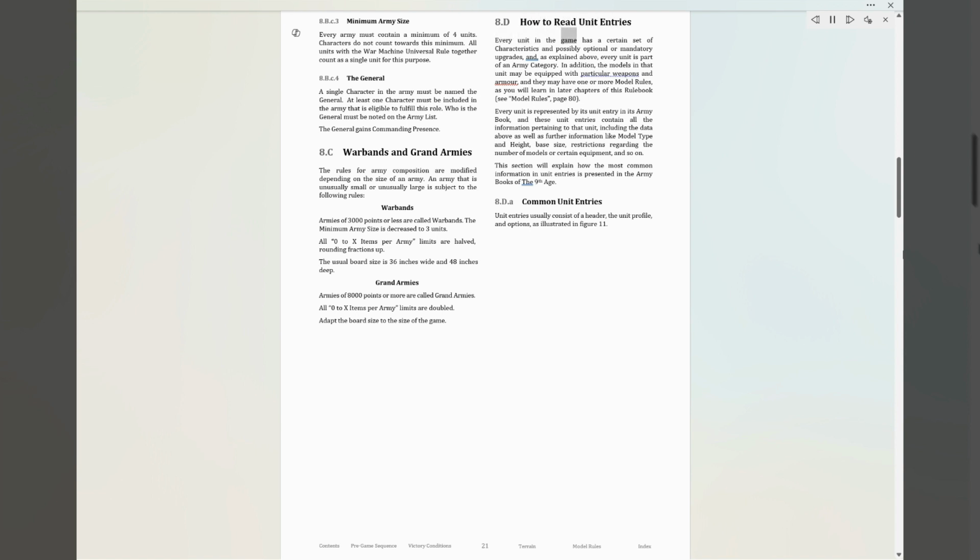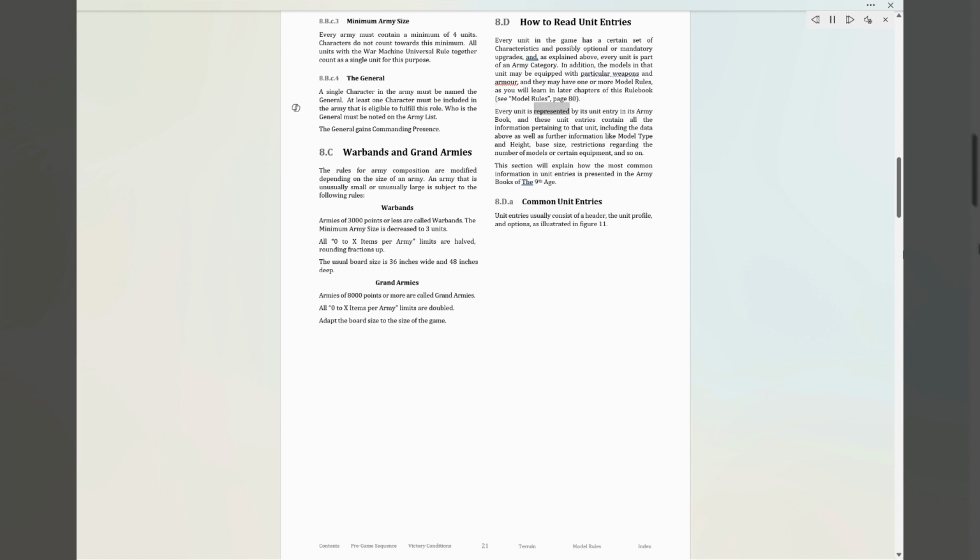Every unit in the game has a certain set of characteristics and possibly optional or mandatory upgrades, and as explained above, every unit is part of an army category. In addition, the models in that unit may be equipped with particular weapons and armor, and they may have one or more model rules, as you will learn in later chapters of this rulebook. See Model Rules, page 80.